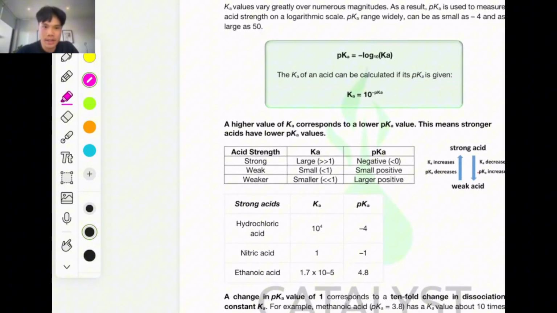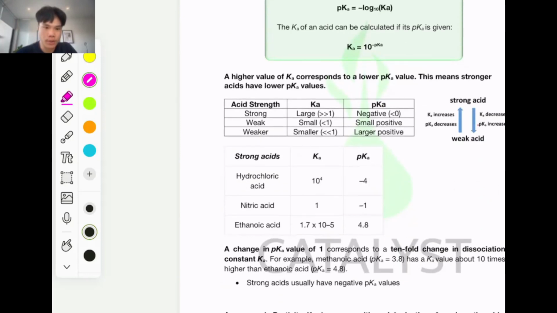pKa, pKb. So understanding it's the negative log of Ka or negative log of Kb for either of those. And the relationship is that a large Ka correlates to a negative pKa. A small Ka correlates to a small positive pKa, and a Ka much less than 1 would be a very large positive pKa. So they're inverse. As Ka gets bigger, pKa gets more negative. As Ka gets smaller, pKa becomes more positive.